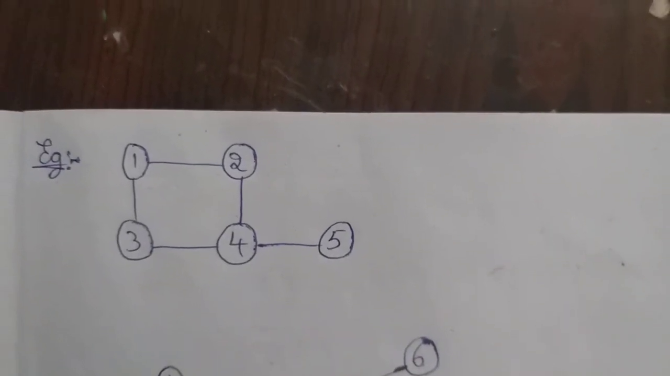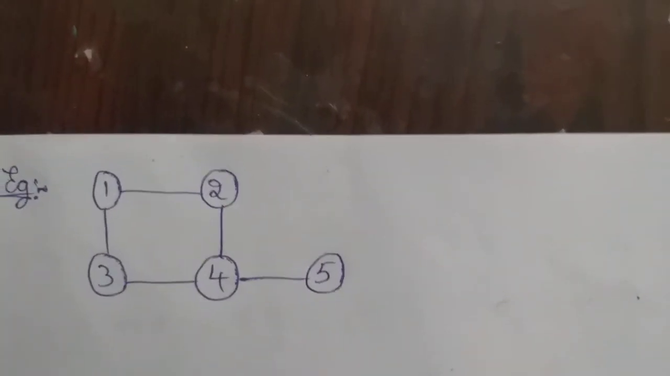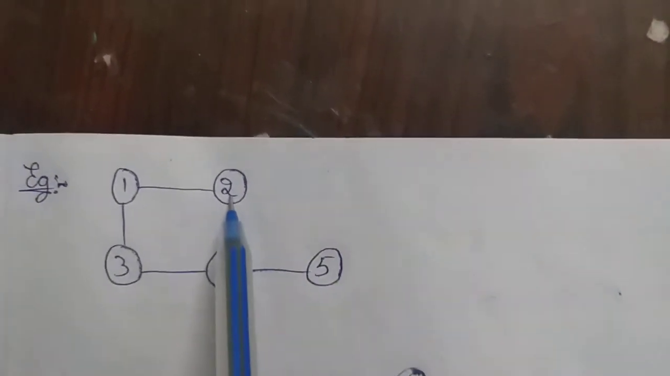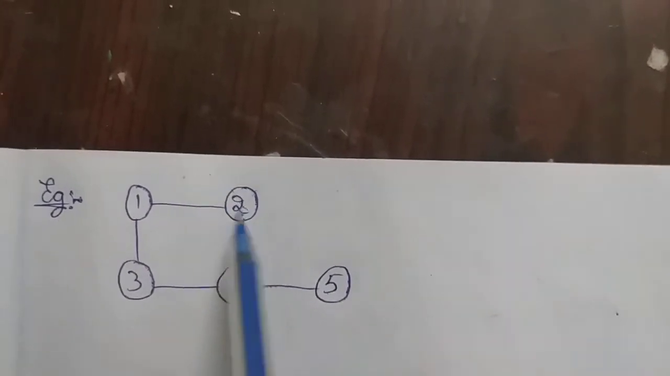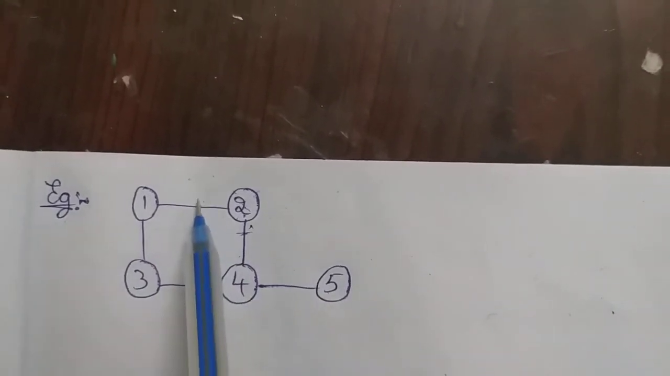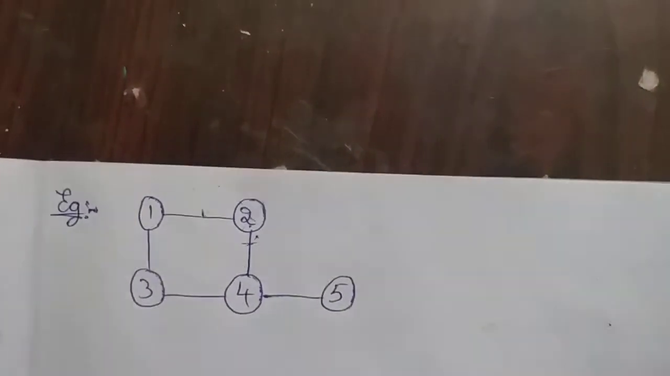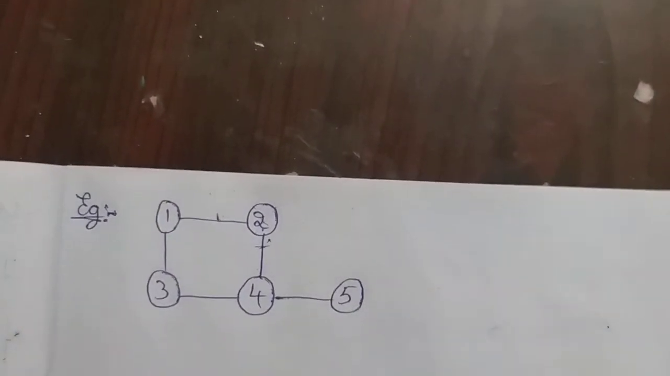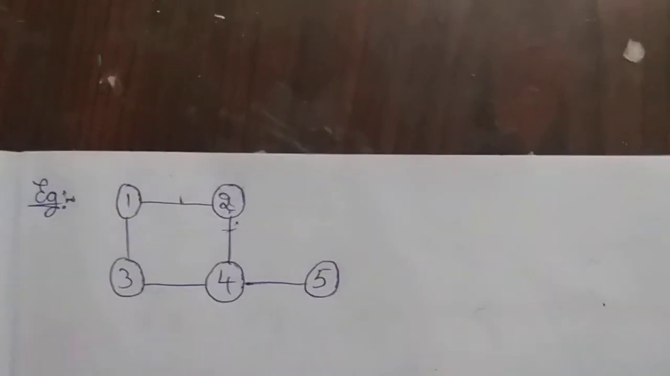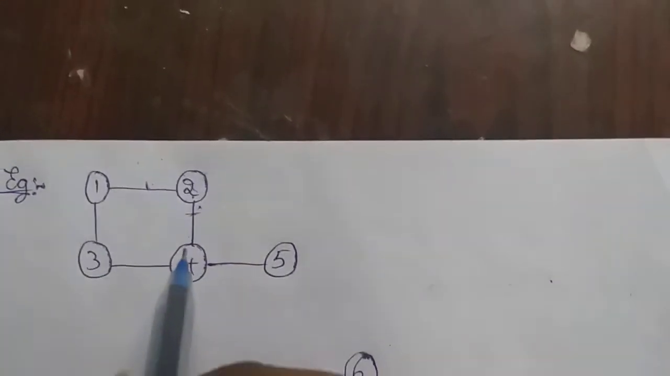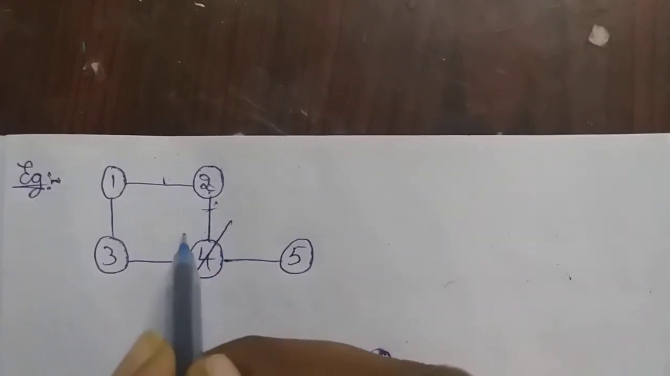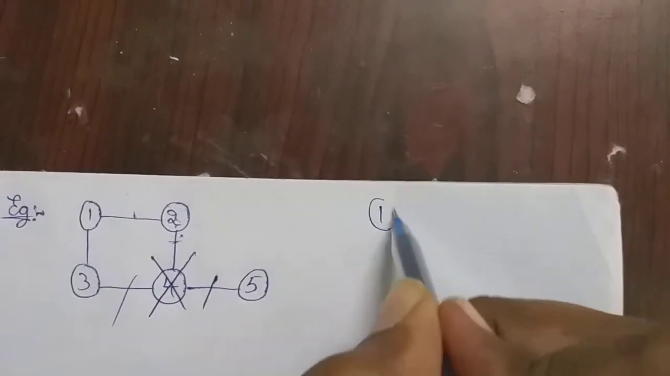What is an articulation point? If in the given graph there exists a vertex whose removal along with its edges disconnects the graph into 2 or more components, it should disconnect the graph. Can you tell me any vertex like that? Consider this vertex number 4. If I delete this vertex along with these 2 edges, what is the remaining graph?